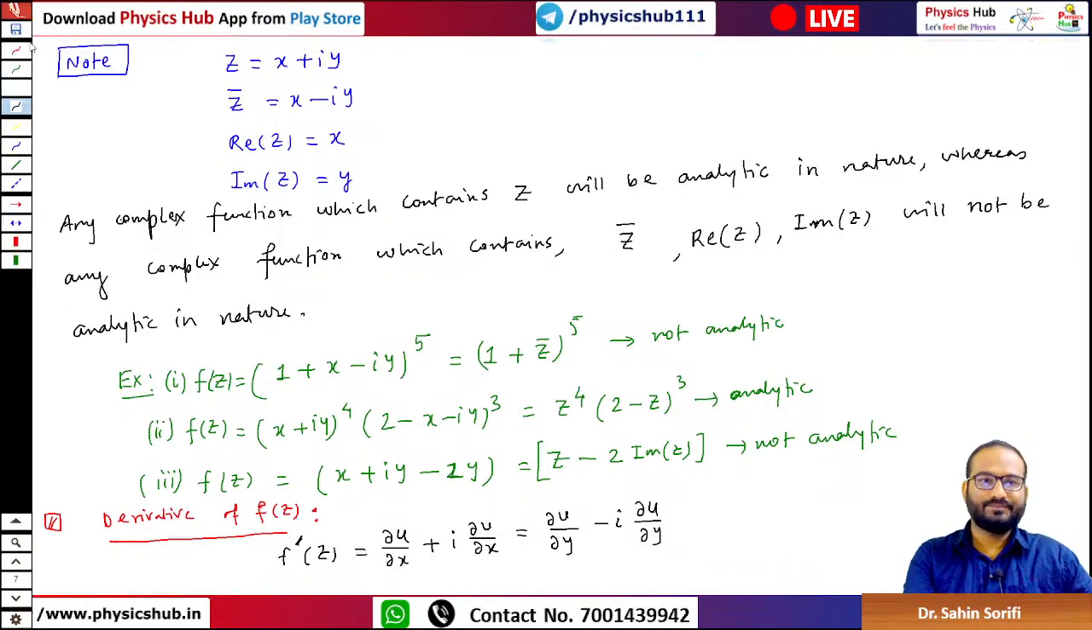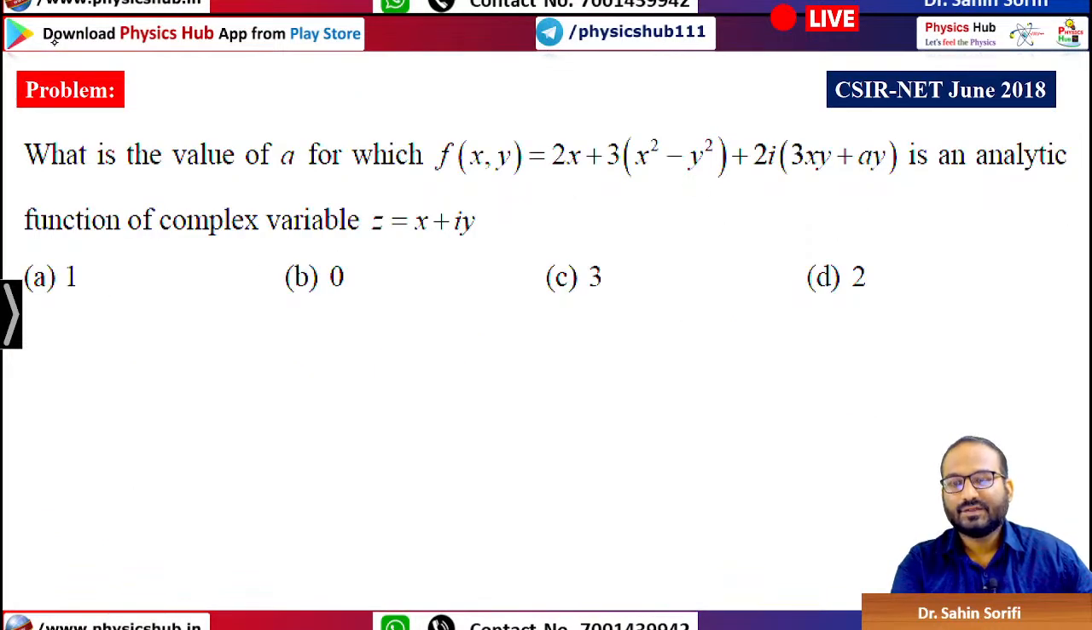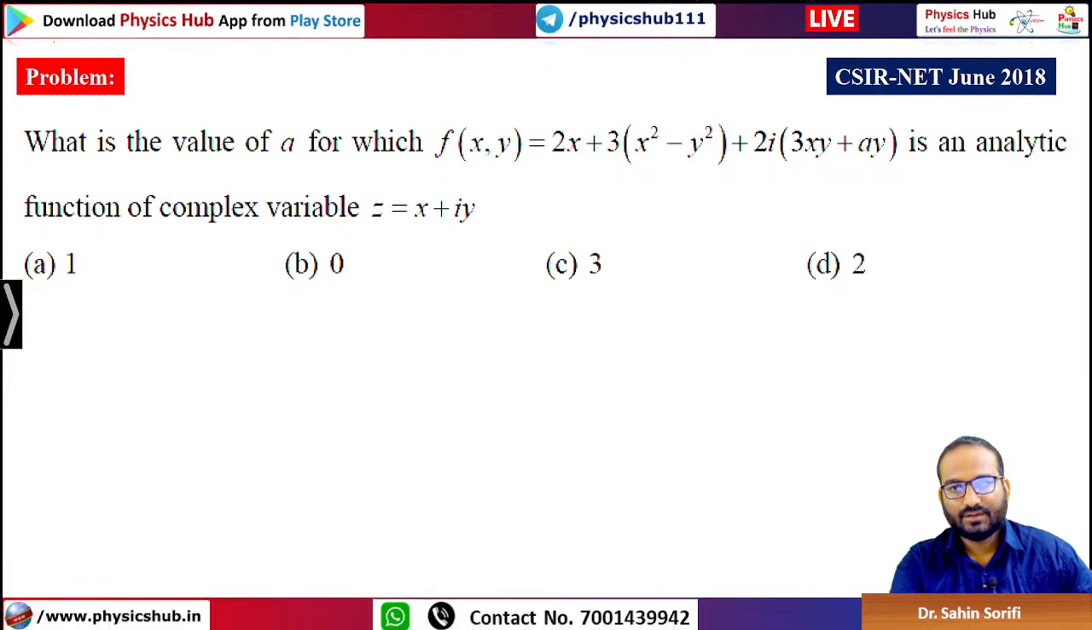Let's try a problem. This came in June 2018. What is the value of a for which f of x y equals this thing is an analytic function of the complex variable z equals x plus iy? Do it quickly and tell me the answer.